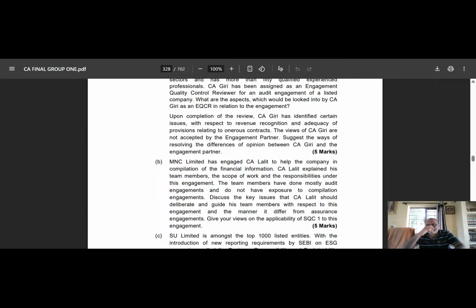In the given situation, under completion of review, the engagement quality control reviewer has identified certain issues. However, the views of the reviewer are not accepted by the engagement partner. This is the difference of opinion. The difference between the reviewer and the engagement partner should be resolved in the above mentioned manner as per SQC1.